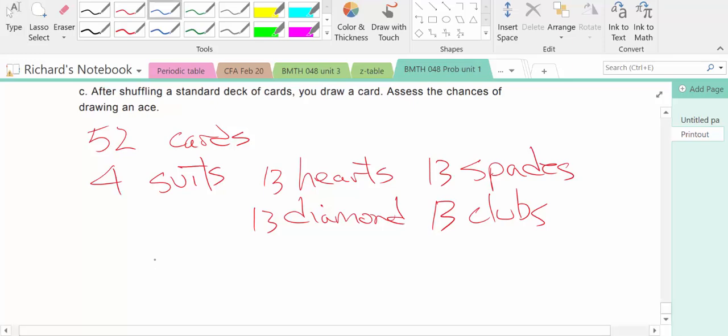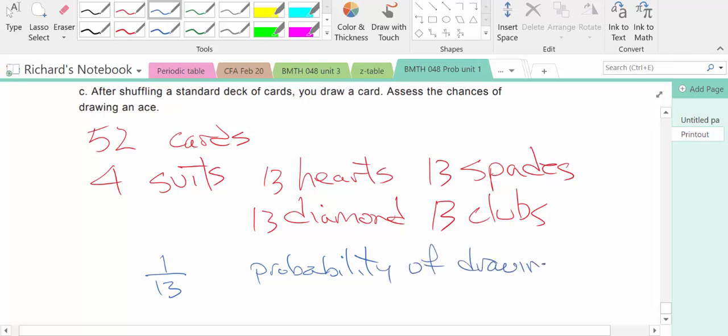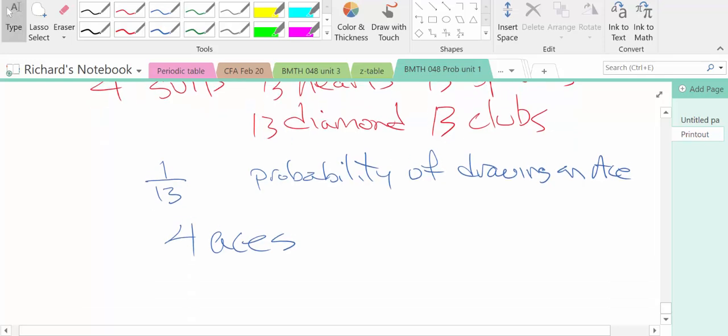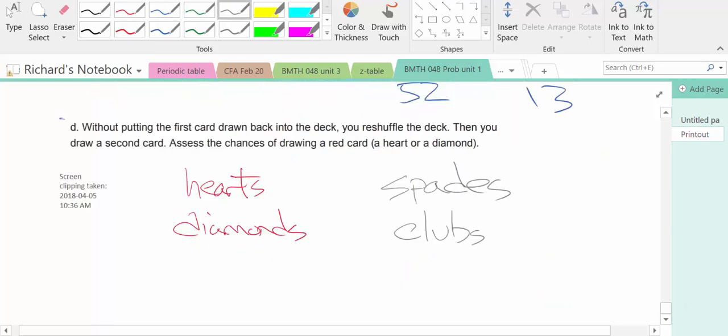So what's the probability of drawing an ace? Well, the probability of drawing an ace is 1 in 13. Another way of saying this is that there are a total of 4 aces in the deck and a total of 52 cards. So the probability of drawing an ace is 4 out of 52, which if you reduce the fraction is 1 in 13.